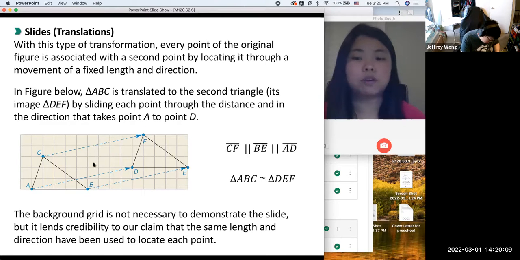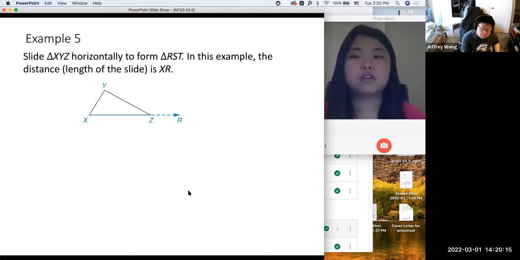Yeah, the background is not necessary to this. It's not using this word. Yeah. Okay, example 5.